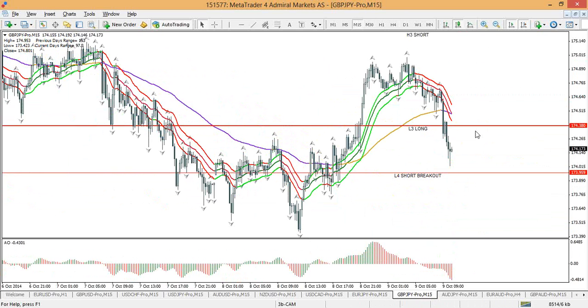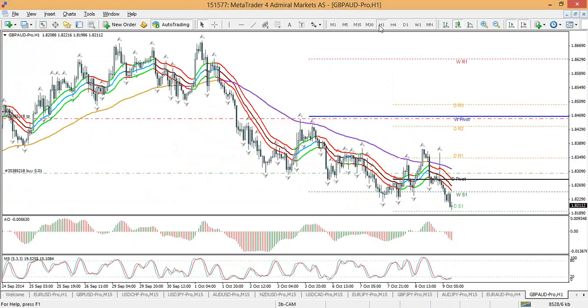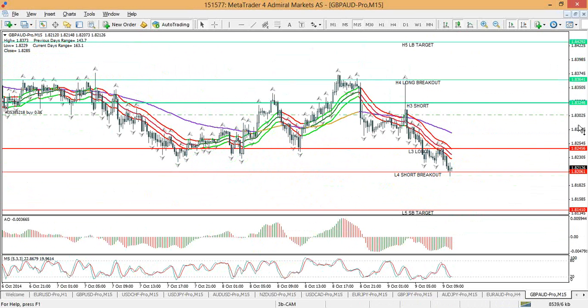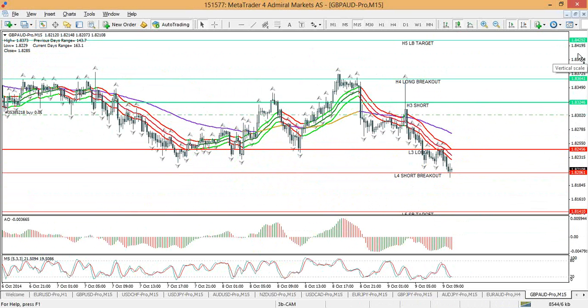Alrighty. Pound odd. Let's see. Pound odd is the same, in fact. It too is in a downtrend, although a bit choppier recently. Right at the L4-2. So that does look similar to the pound yen. This one has momentum too. Is at the L4.